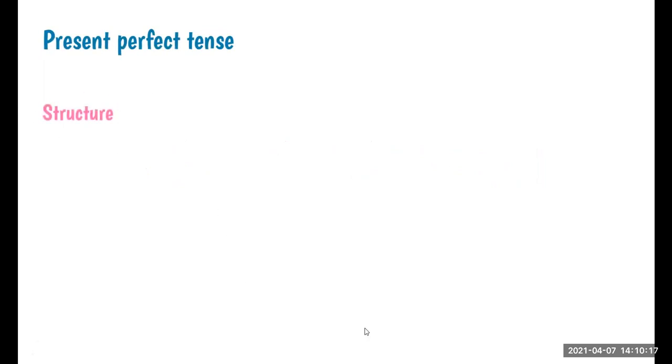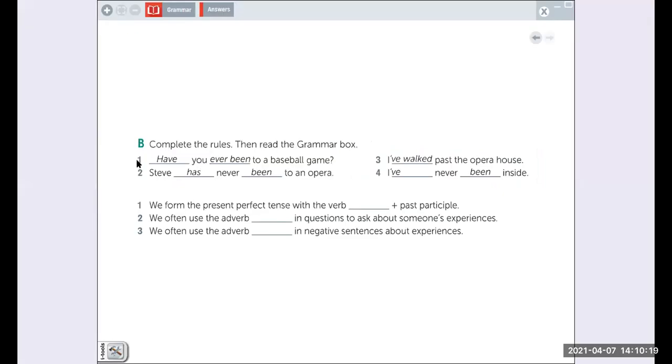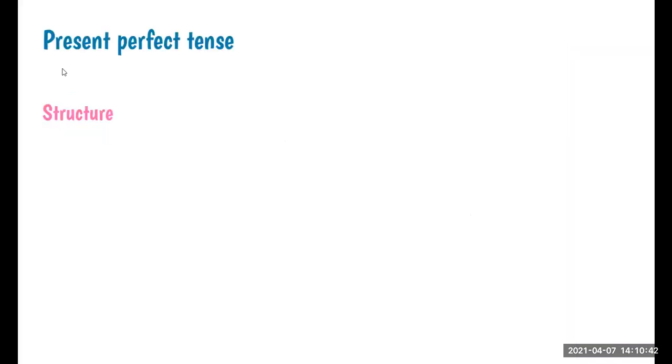I want you to help me and check these exercises in exercise 3B. Here we have a question, here we have a negative sentence, and now in number 3 we have an affirmative sentence, and in number 4 a negative sentence. Okay, so I want you to help me use or form the structure of this present perfect tense, okay? So for example, in the affirmative sentences, what is the structure that you use?